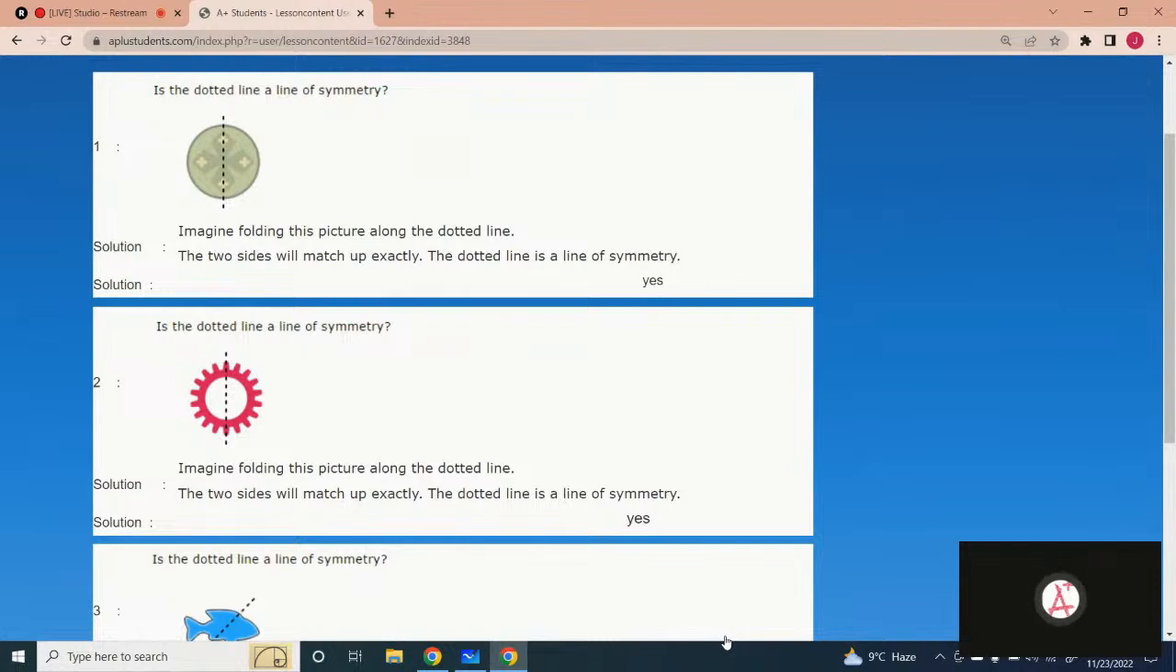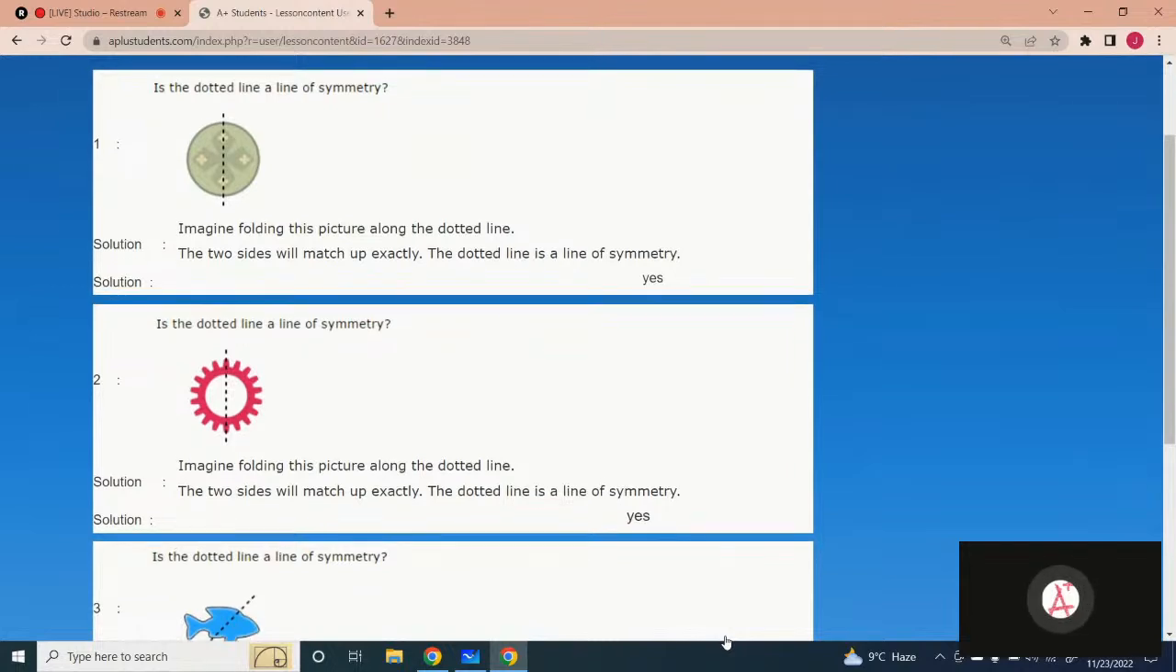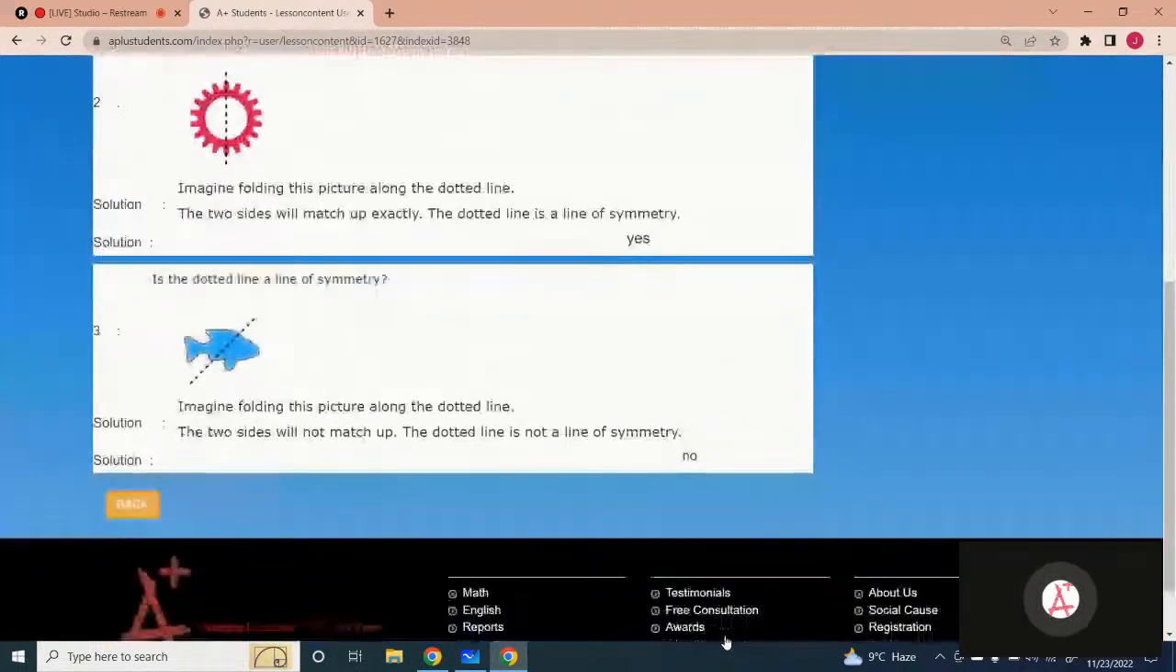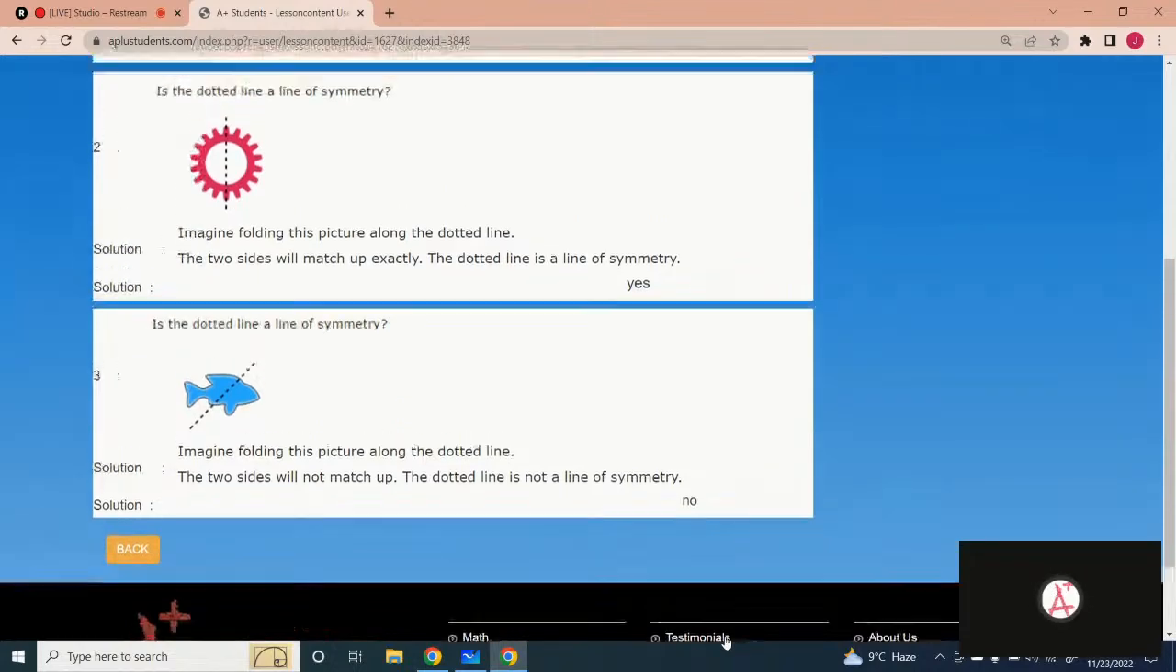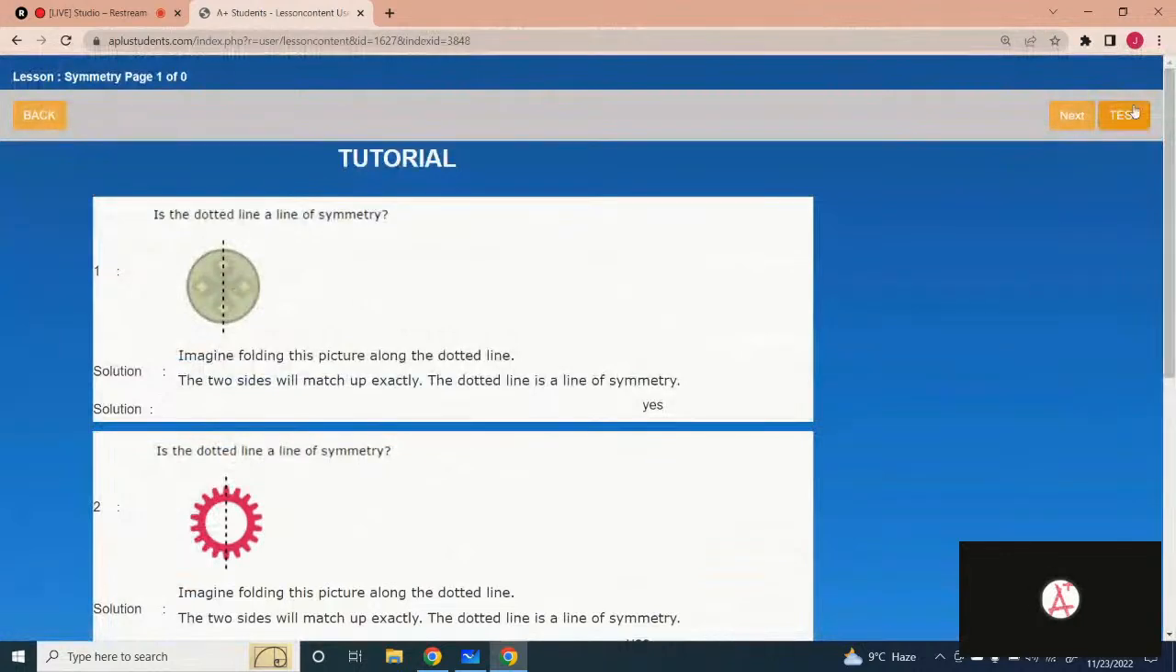Okay, just look at the third one. Is the dotted line a line of symmetry? No. When you fold the image, it doesn't match up. Got it? That means the dotted line is not a line of symmetry. Got it? Let's start with the test of the topic.